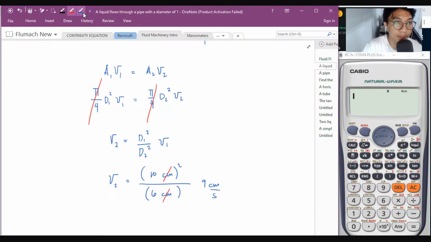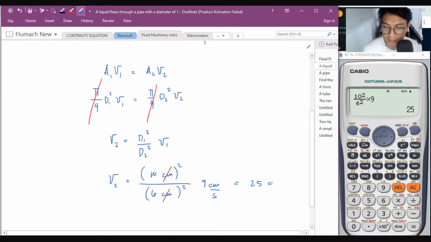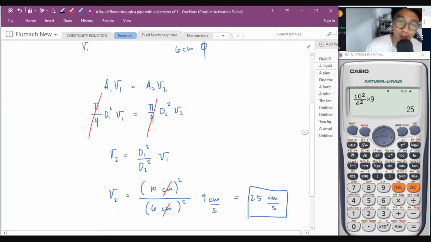Ayan. What will be the answer? Calculate natin. So, 10 squared, bale 100, 6 times 6, 36. Bale, 10 squared divided by 6 squared multiplied to 9. The answer will be 25. Tama ba sagot natin? 25 cm per second. Very basic pa yan. Oh, sir, may tinatanong bang ganyan sa board exam mo? Oh, almost pre-score to eh. Pag mga ganito tinatanong sa board exam.